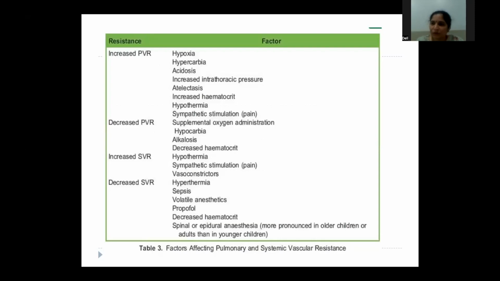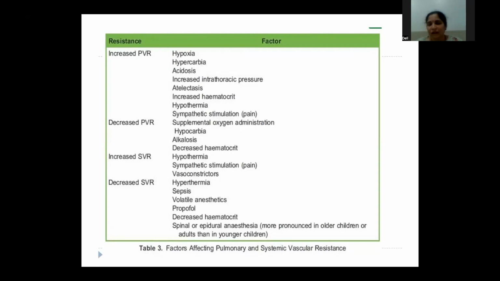So for moderate to large VSDs, we have to balance between the pulmonary and systemic circulation. If they have documented pulmonary arterial hypertension, we have to avoid more increase in the pulmonary artery hypertension. So the factors which increase PVR, we should be aware: hypoxia, hypercarbia, acidosis, increased intrathoracic pressure. These are the common factors which increase PVR, so we have to avoid them. Temperature management is also important. We have to keep the baby at normal temperature. So temperature monitoring is mandatory in all congenital heart disease patients.